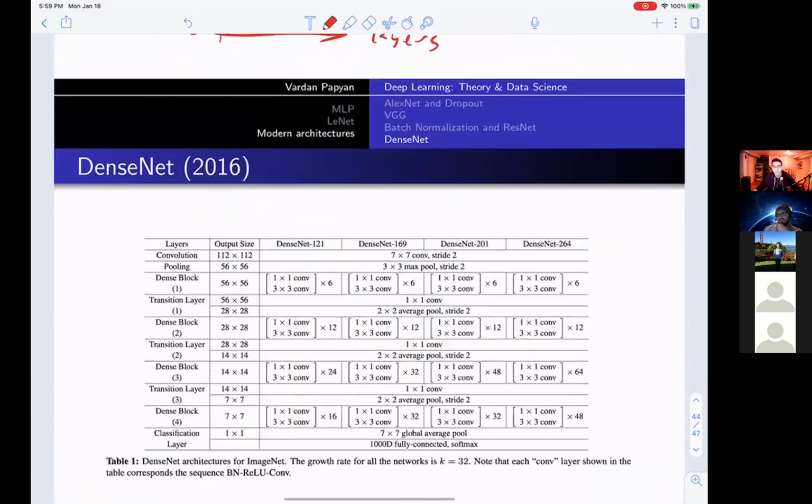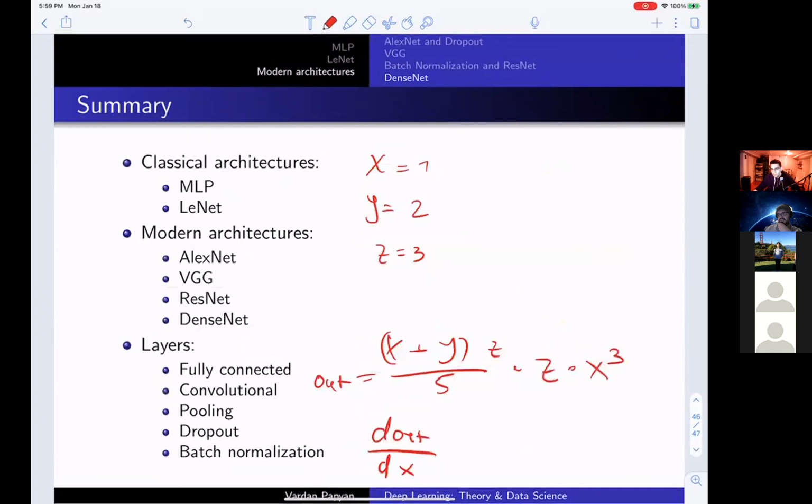I'll discuss in the next lecture how this happens. It's basically one line of code. It's all you need.